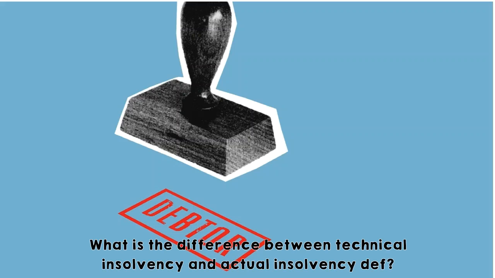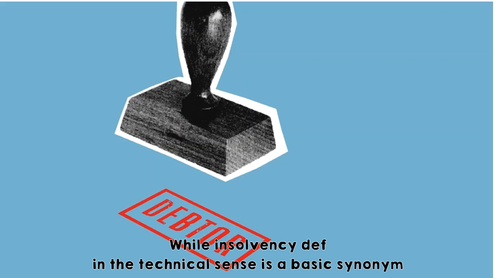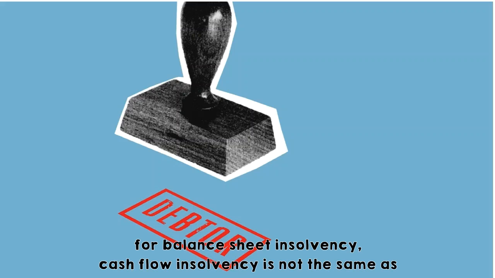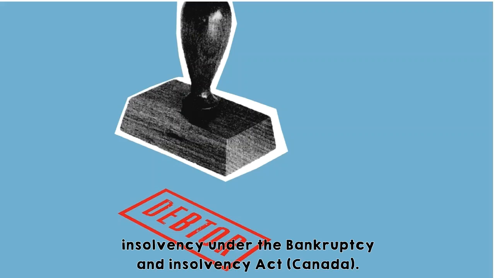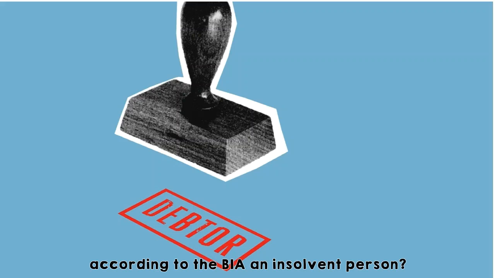What is the difference between technical insolvency and actual insolvency Def? While Insolvency Def in the technical sense is a basic synonym for balance sheet insolvency, cash flow insolvency is not the same as insolvency under the Bankruptcy and Insolvency Act, Canada, BIA. What is an insolvent person according to the BIA?